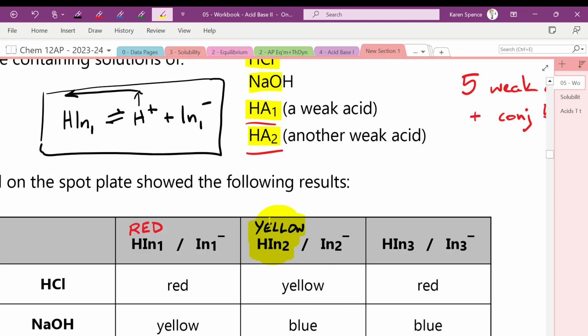We're back to HIN1 again. What color is IN1 minus? Yellow. Now going to IN2 minus. What color is IN2 minus? Blue.